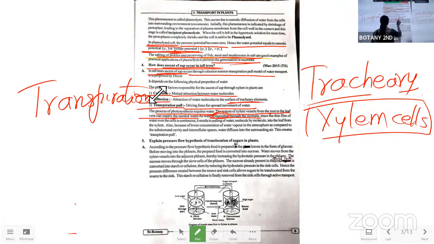So a thin film of water loss can be seen in the cells, and water will continuously keep on losing from the cells. This results in pulling water from other cells present on the sides, or at the bottom of the same cell. Like this, the pressure continues till the root hairs, and the root hairs start absorbing, because of the low concentration of water vapor in the atmosphere.